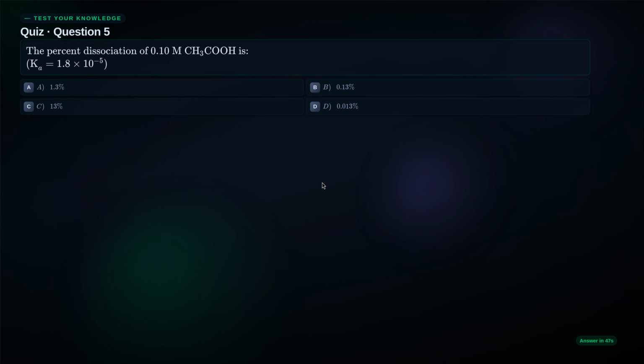Quiz question 5. The percent dissociation of 0.10 molar CH3COOH with Ka equals 1.8 times 10 to the negative 5 is what? Option A, 1.3%. Option B, 0.13%. Option C, 13%. Option D, 0.013%.